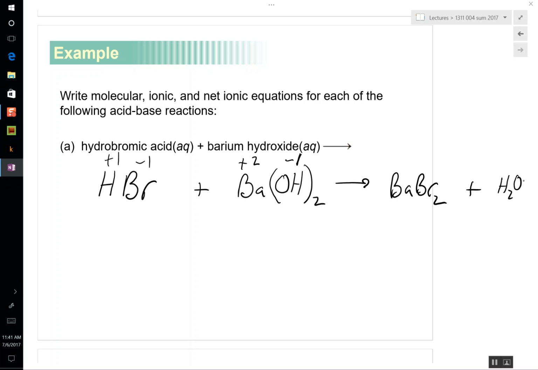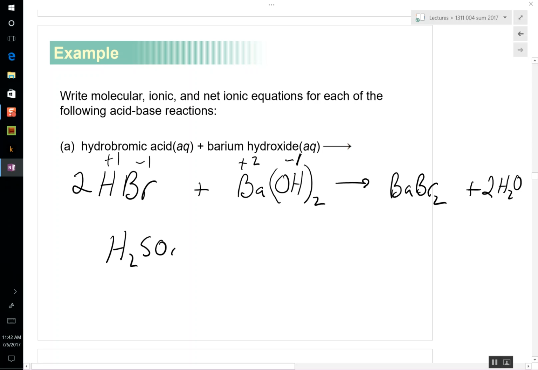What you can see here, you've got a proton, you've got a hydroxide. Each one of these is going to need one of these. So 2 HBr are going to react with 1 barium hydroxide to form 2 molecules of water. Okay? Am I going too fast? Daniel? All right? Now look at here.